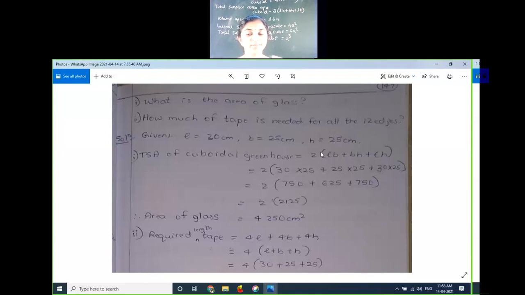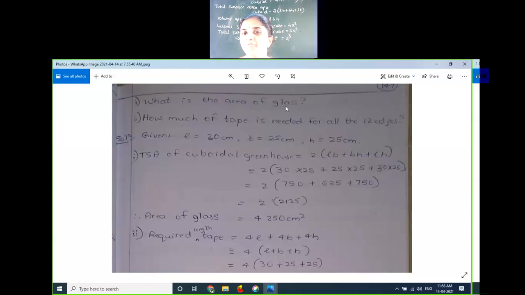So you all know in the 12 edges, 4 edges act like a length, 4 edges act like a breadth and 4 edges are height. 4 plus 4 plus 4, 12. So you all are having the length, breadth, height. Now what is given here? L 30 centimeter, breadth 25 centimeter and height 25 centimeter.